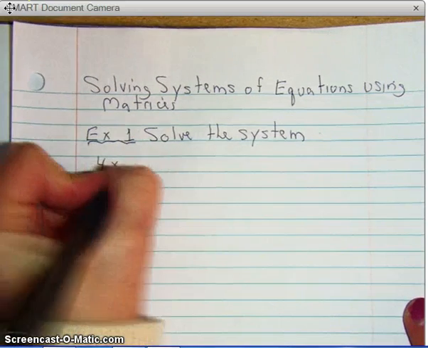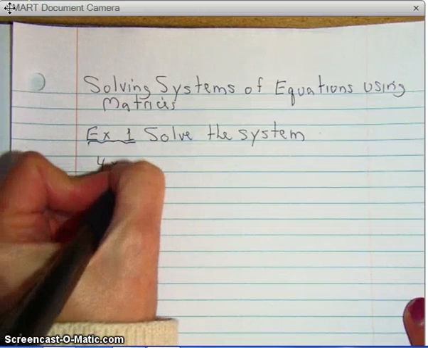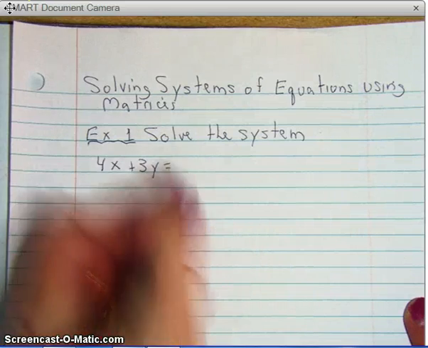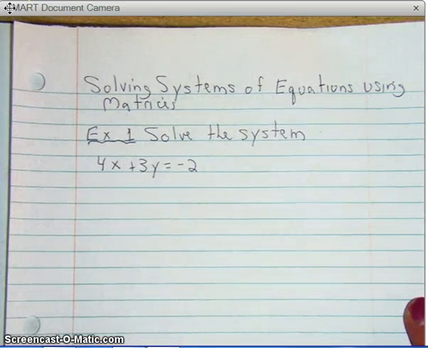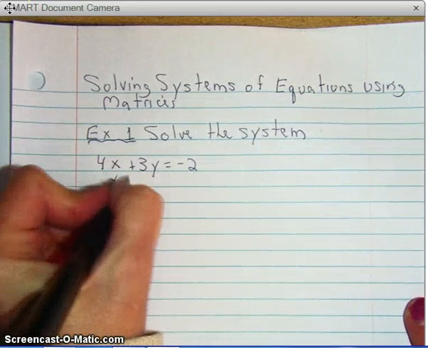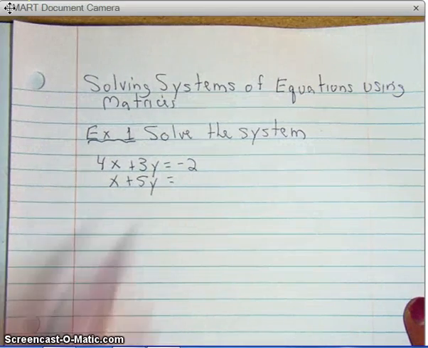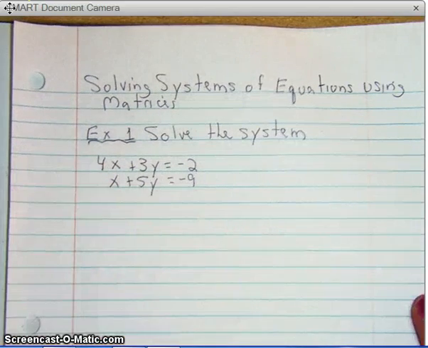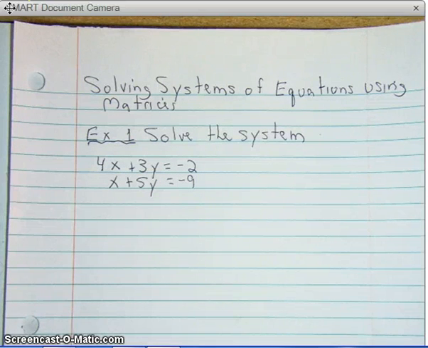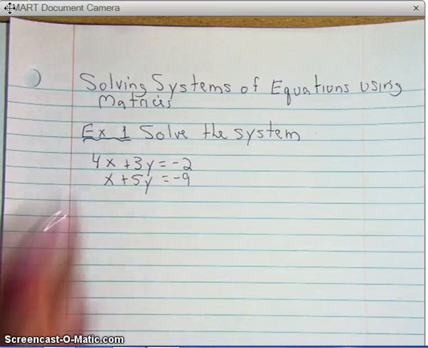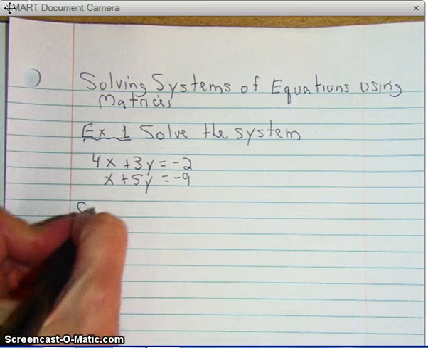So the system was 4x plus 3y equals -2. And then x plus 5y equals -9. Okay. This one I think we'll set up by hand, and then I'll show you how to do it on the calculator. Okay. So the first thing we need is what's called a coefficient matrix.